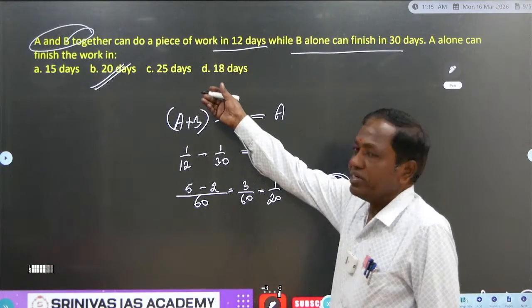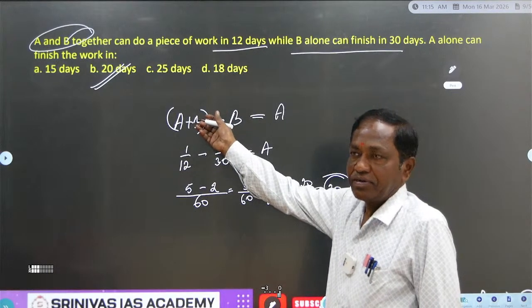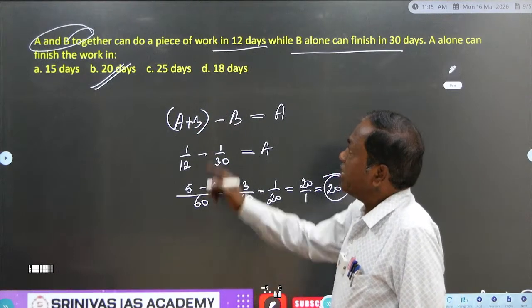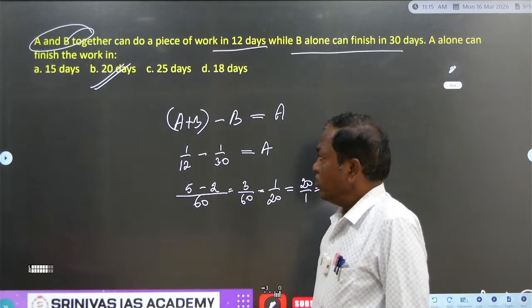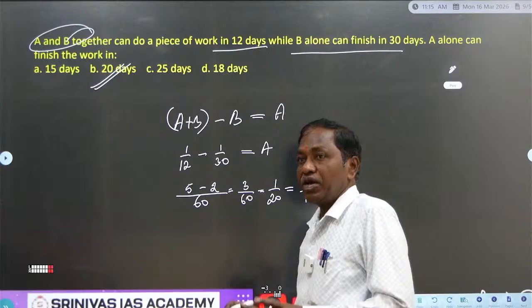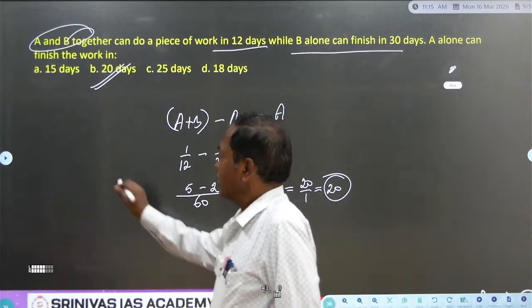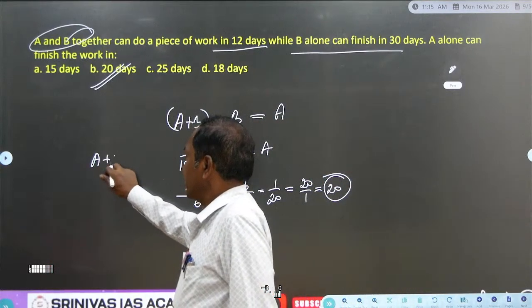Yes sir, because that is already given. That, sir, they are asking. No, A and B together is given. Yes, sir. So I took 1/12. No, how can you take? But how do you decide? A plus B equals to... Correct. A plus B, sir, A plus B.